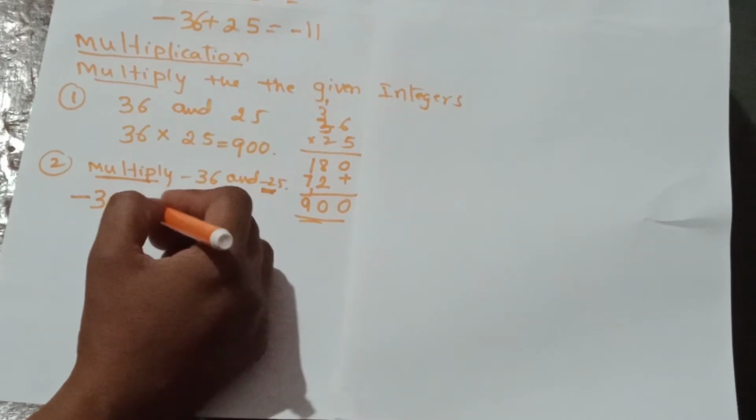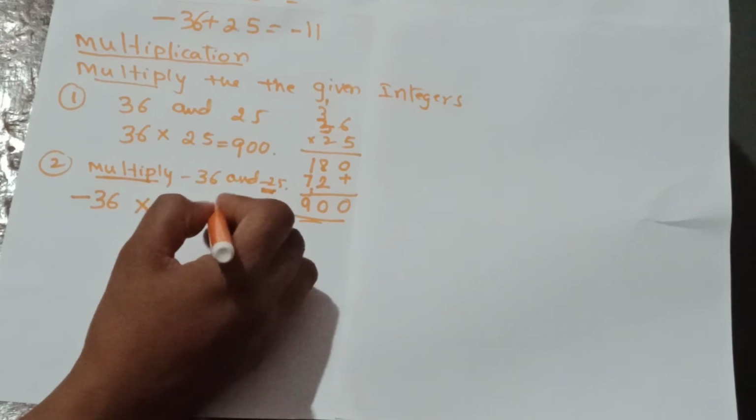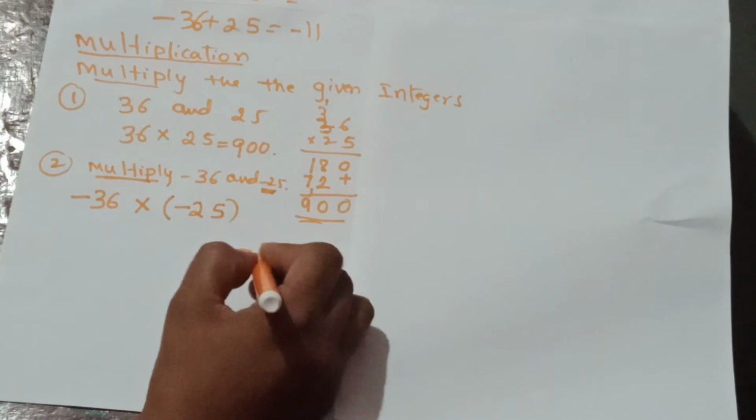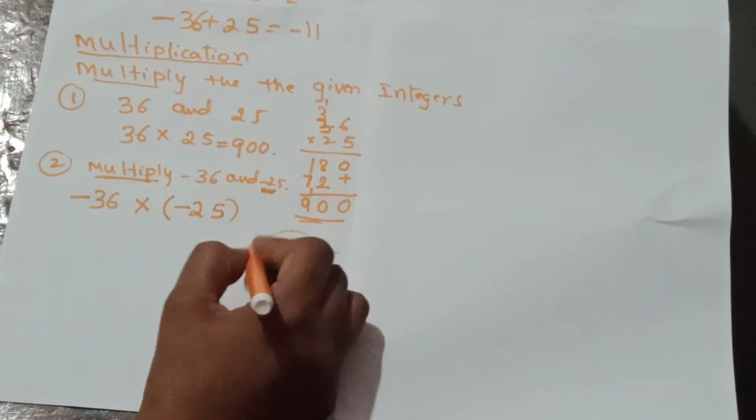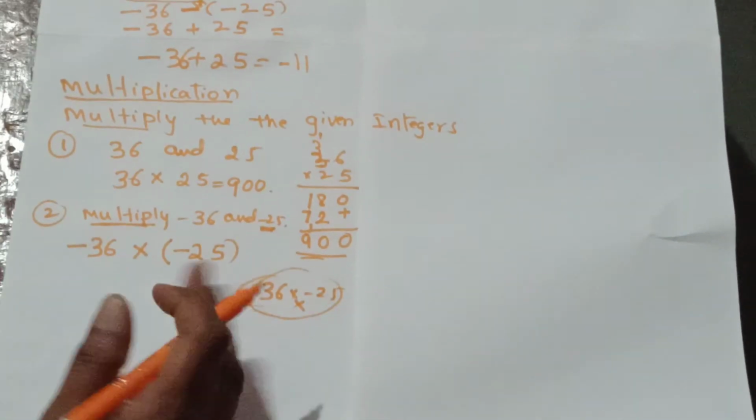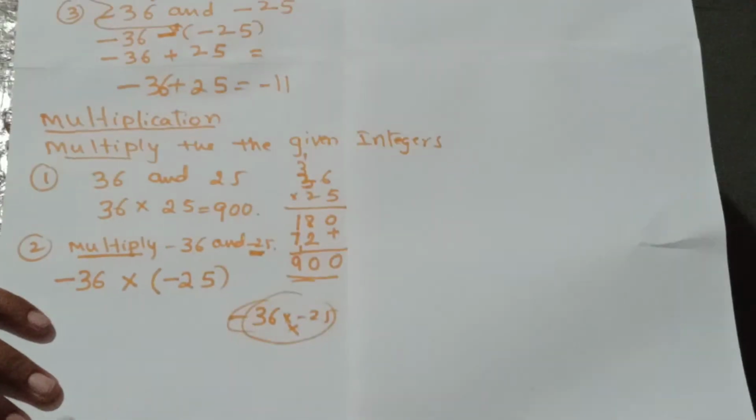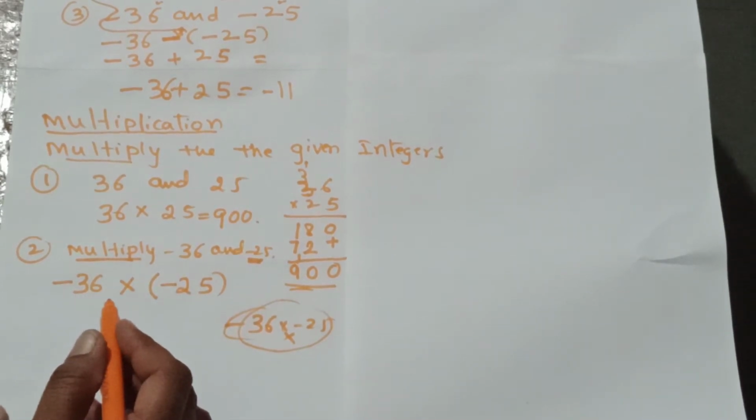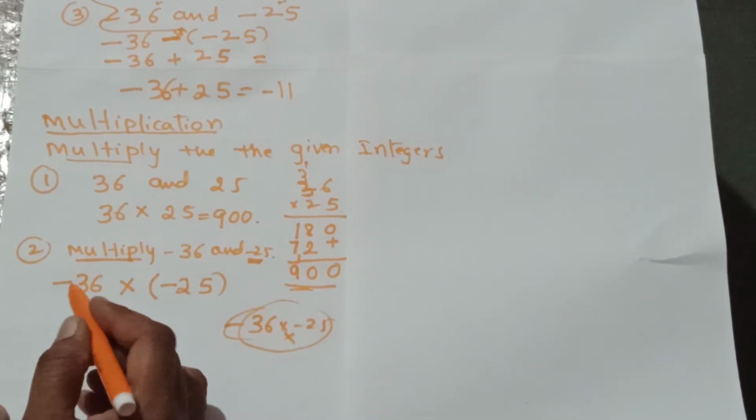For the next one, you are going to put the bracket, that is minus 25, so that you will not get confused. If I write this way, minus 36 into minus 25, it is confusing, and you will get meshed with all these things. So what we'll do, we put the bracket so that we can simplify more easily without any confusion. So let me explain you.